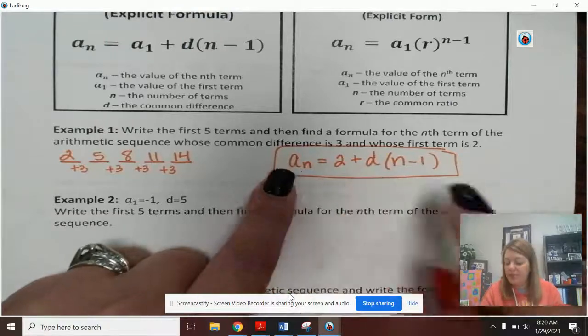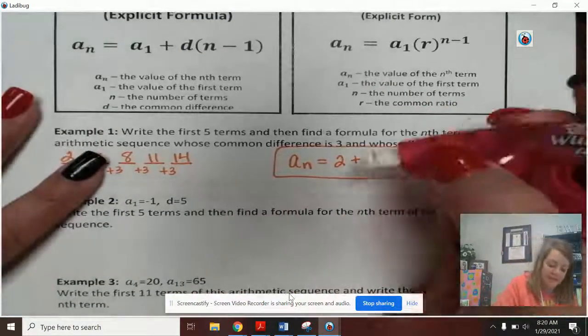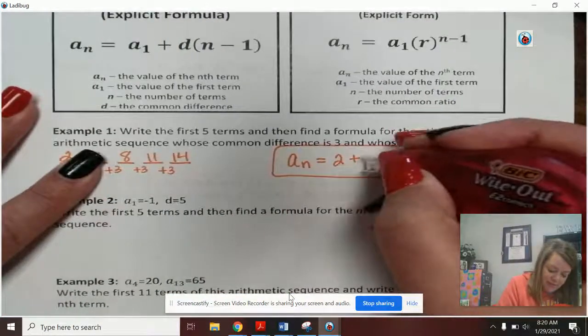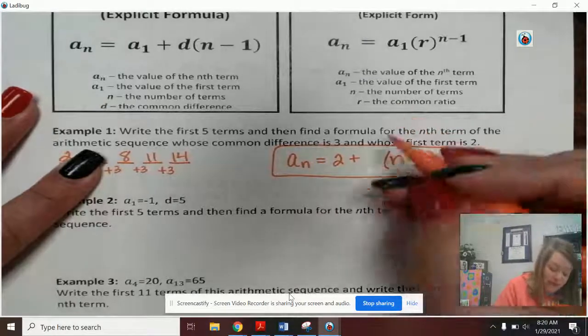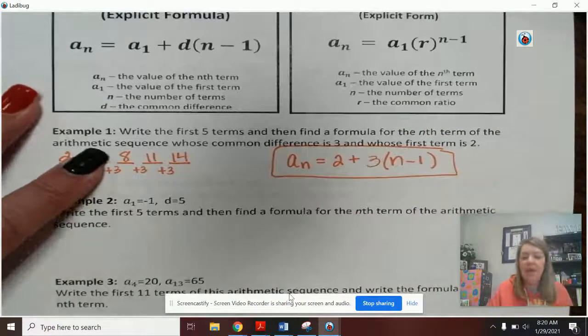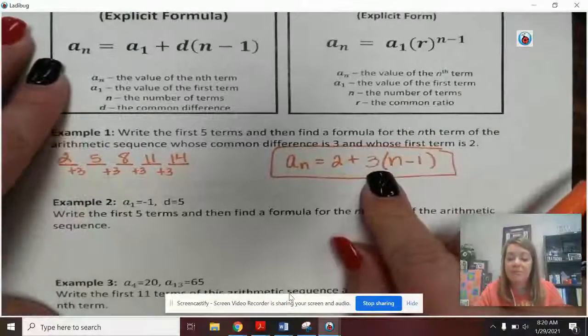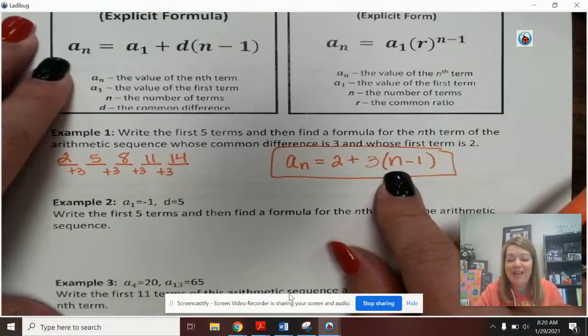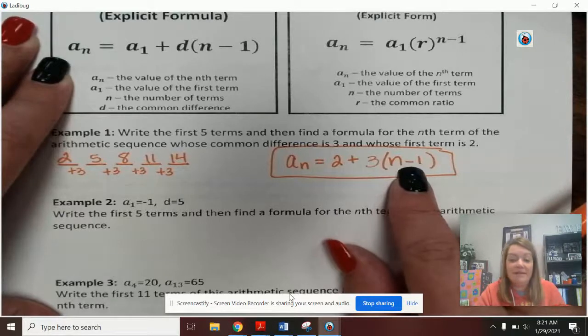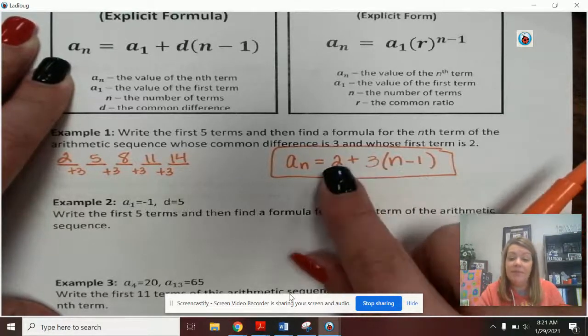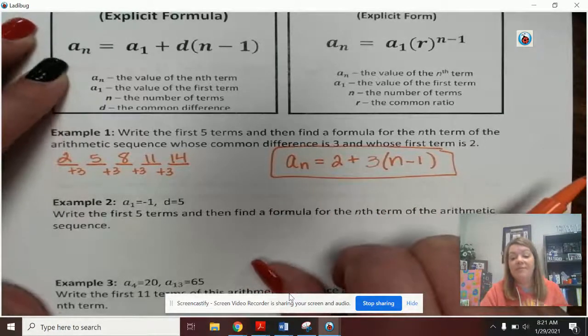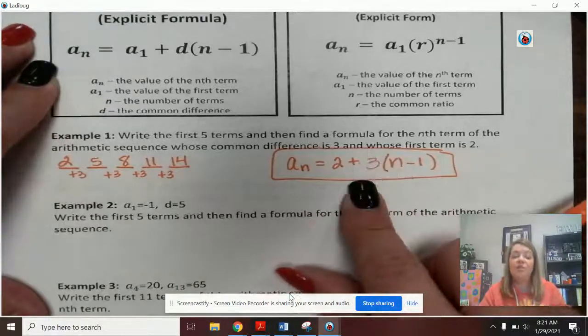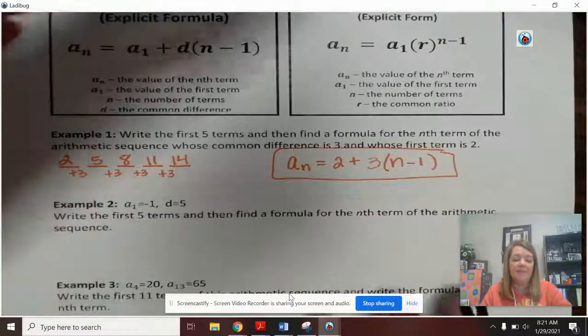Oh, I didn't plug the 3 in for d. Excuse me. Let me fix that real quick. I said it, but I didn't do it. This should say 3 times n minus 1. So back to my 67 example. If I wanted to find the 67th term, I'd plug 67 in right here. 67 minus 1 is 66 times 3 plus 2, and that would give me the value for the 67th term. So this explicit formula is pretty handy.